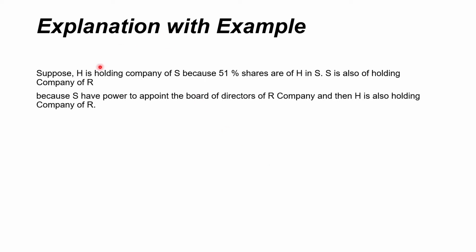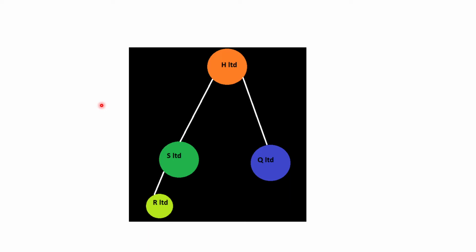I have typed one example. Suppose H is holding company of S because of 51% shares of H in S. S is also holding company of R because S has power to appoint the board of directors of R, and then H is also holding company of R. This is the same example which I discussed with the picture. I hope it is clear now.